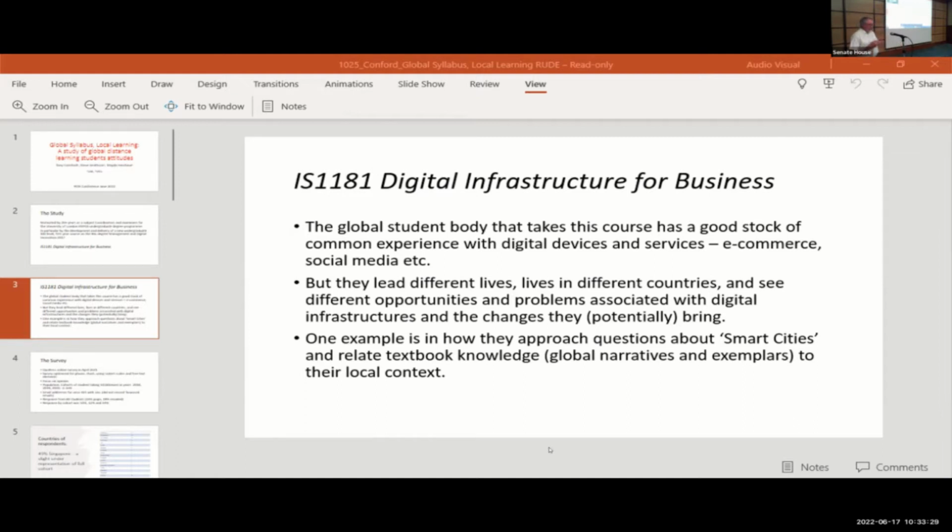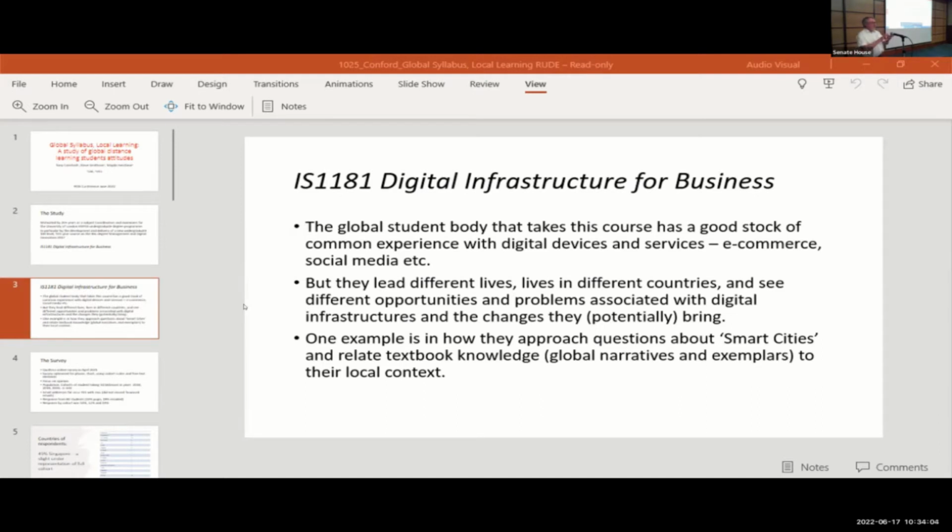One example which struck me particularly and started us off down this route was asking questions about smart cities. One of the ideas of digital infrastructures is they allow a better urban environment. You can manage it better through traffic, through pollution, through education, through transport, all sorts of things. But that means something completely different to a student in Lima, Peru, and a student in Singapore or a student in Sri Lanka.